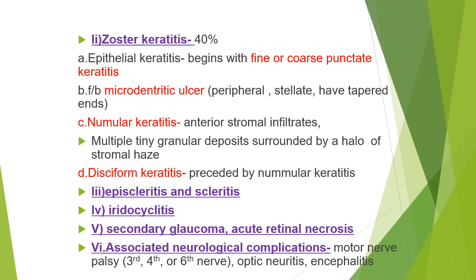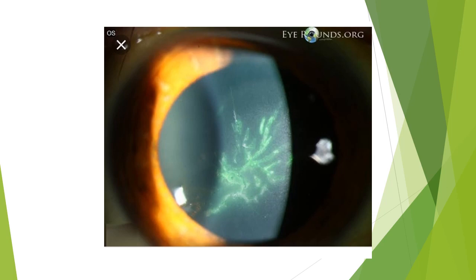The infection may spread to the sclera, causing episcleritis and vasculitis. Posteriorly, it may involve the iris and the ciliary body, and even the retina, causing severe acute retinal necrosis. The other nerves, that is the third, fourth, and sixth nerves, or optic neuritis may be involved, and in the most severe cases, all these nerves may be involved, causing encephalitis. This is how, after staining, we can see the herpes zoster infection.